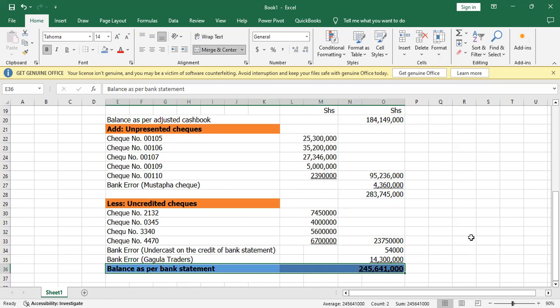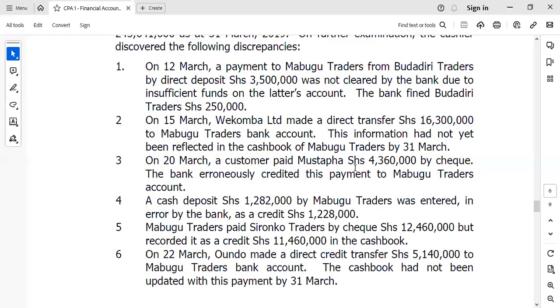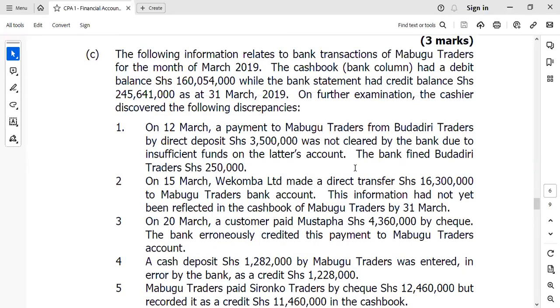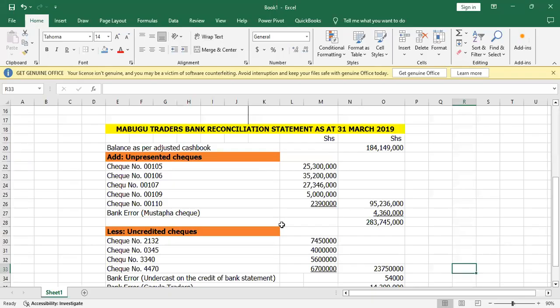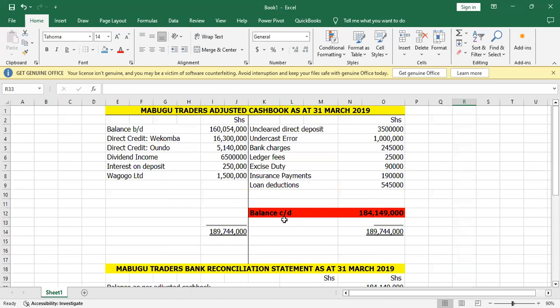We need to check this from our question and see. Yes, the bank statement of Mabugu had a credit balance of shillings 245,641,000, and in our bank reconciliation statement, here we are trying to prove the balance as per the bank statement, which we have as 245,641,000. So that is the August 2019 question from CPA Financial Accounting.